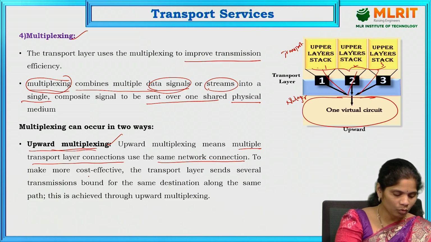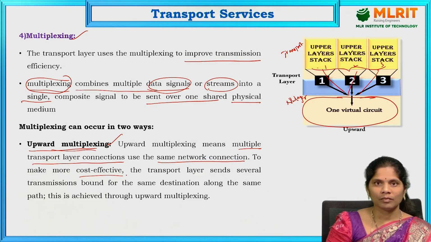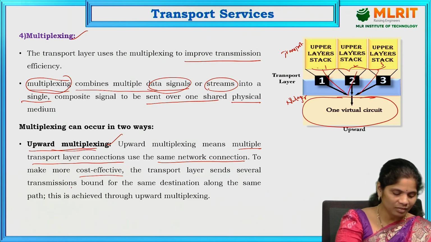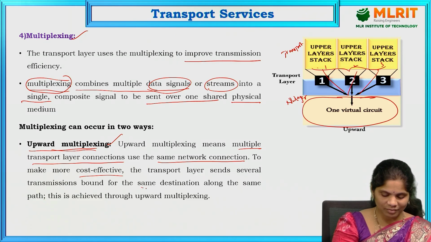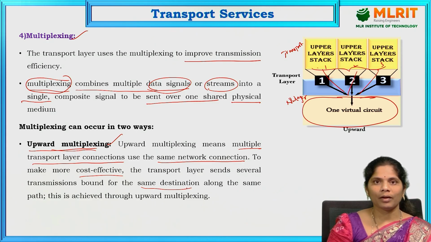So it is more cost effective. The transport layer mainly uses these several connections bound for the same destination along the same path. This is nothing but upward multiplexing.